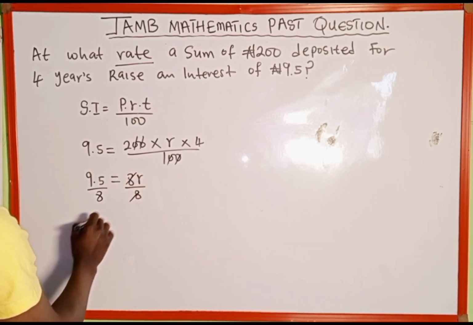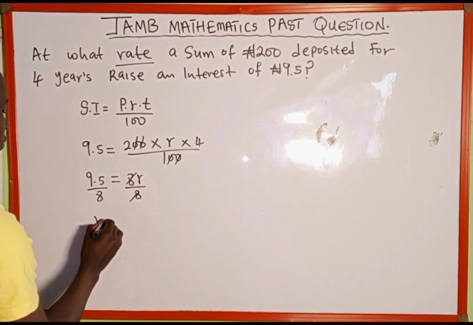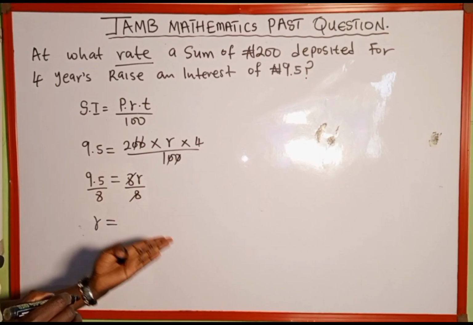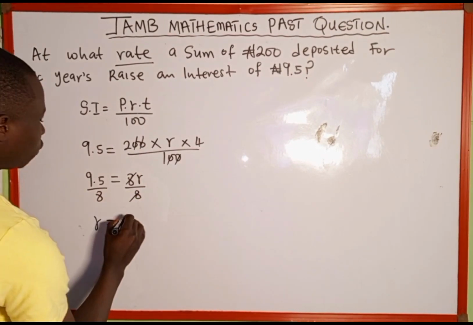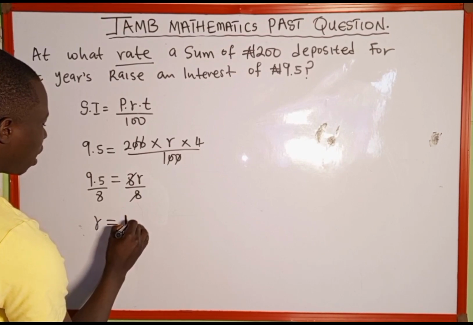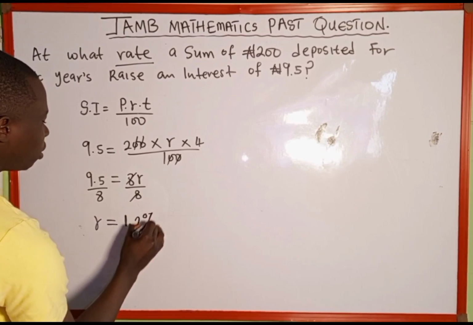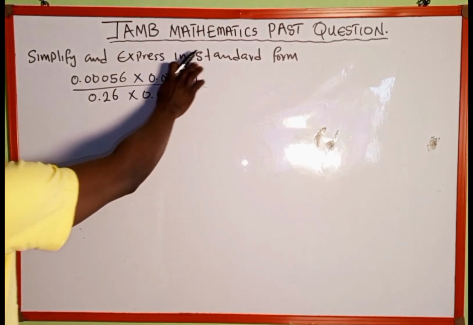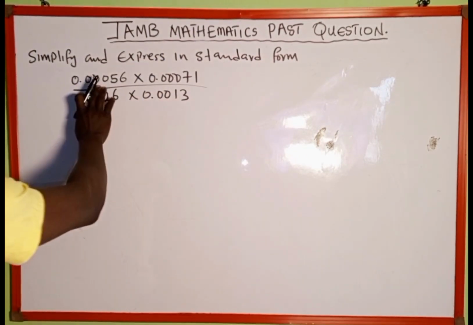So this is going to cancel this. We are left with only r on the right hand side, which is equal to 9.5 divided by 8. When you press the calculator, it's going to give us approximately 1.2 percent.